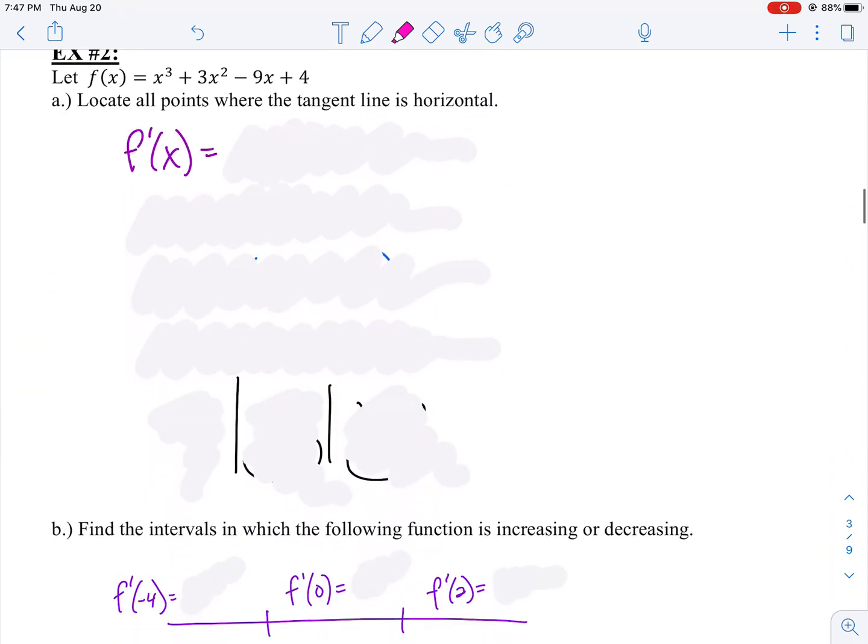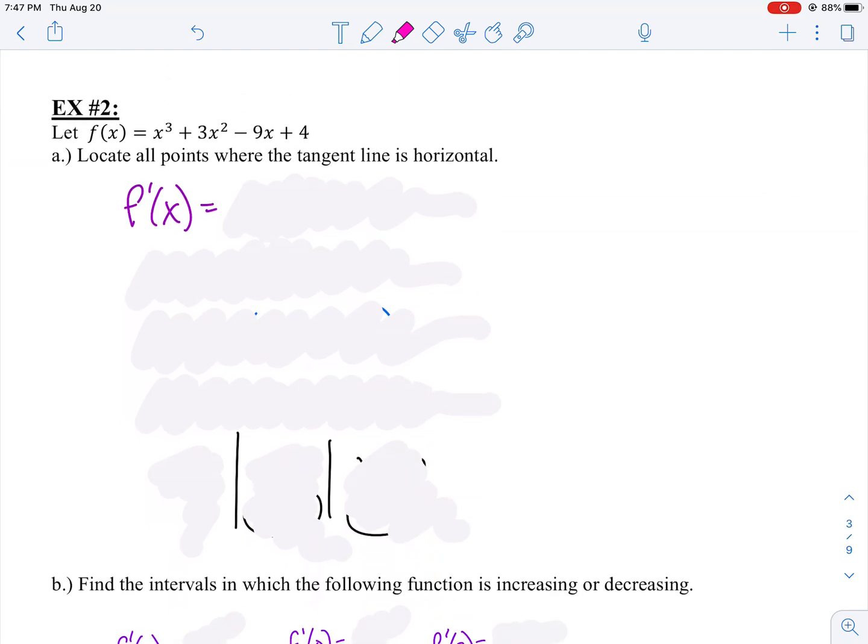Let me show you an example. Example number 2 gives us this function, f of x equals x cubed plus 3x squared minus 9x plus 4. It says to locate all the points where the tangent line is horizontal. Well, if I have a horizontal tangent line, that means that my tangent line has a slope of 0. And hopefully we know now that the slope of a tangent line is another word for derivative. So really, all it's asking me in this question is for all the points where my derivative equals 0. So the first thing we have to do is find the derivative. So pause the video, find me the derivative of this function.